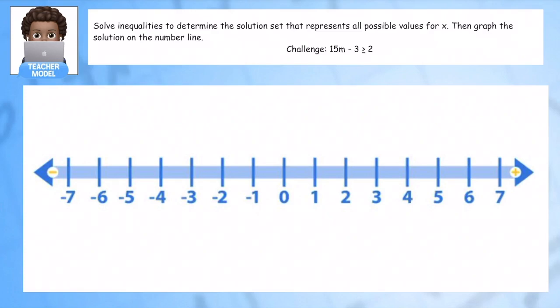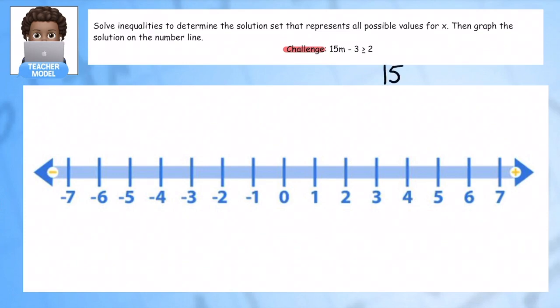We have a challenge for this one, Math Marvels. Let's look at this scenario. We're going to solve inequalities to determine the set that represents all possible numbers, but look at how challenging the statement is. 15 times a number minus 3 is greater than or equal to 2. So how do we isolate that m? How do we get that m by itself?